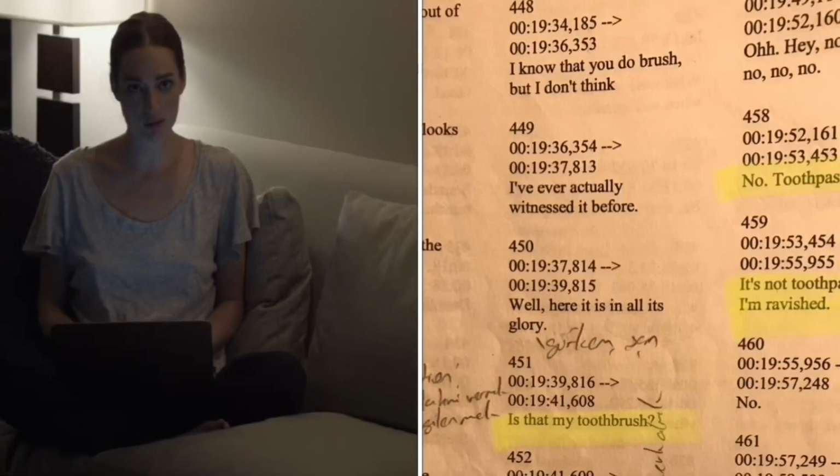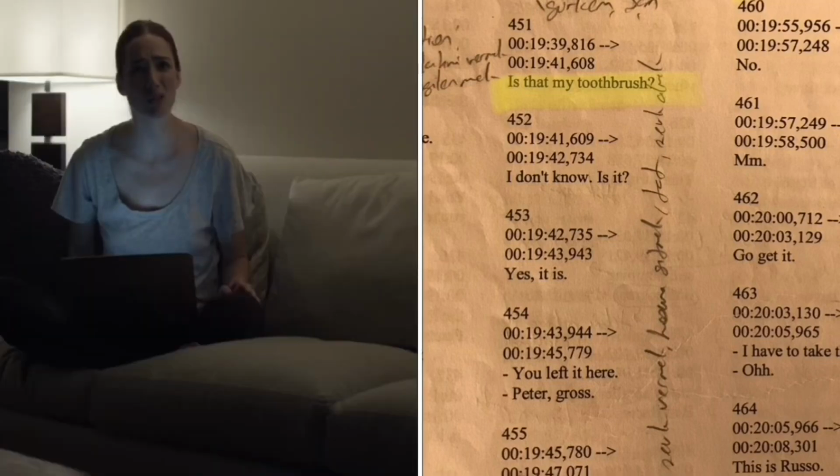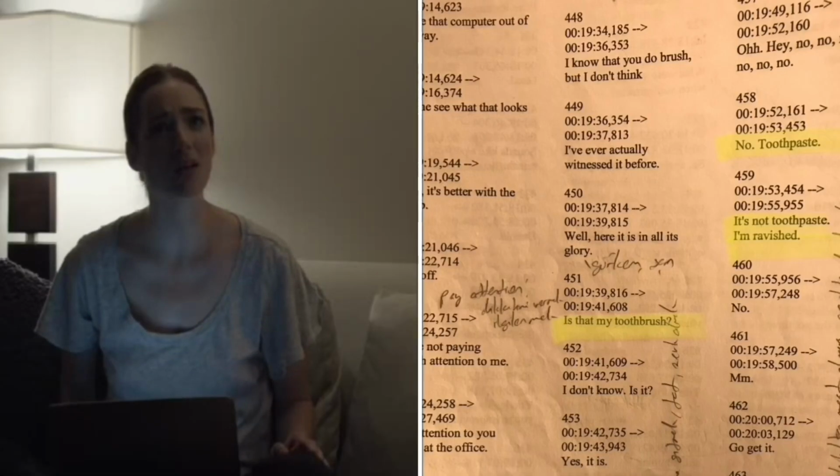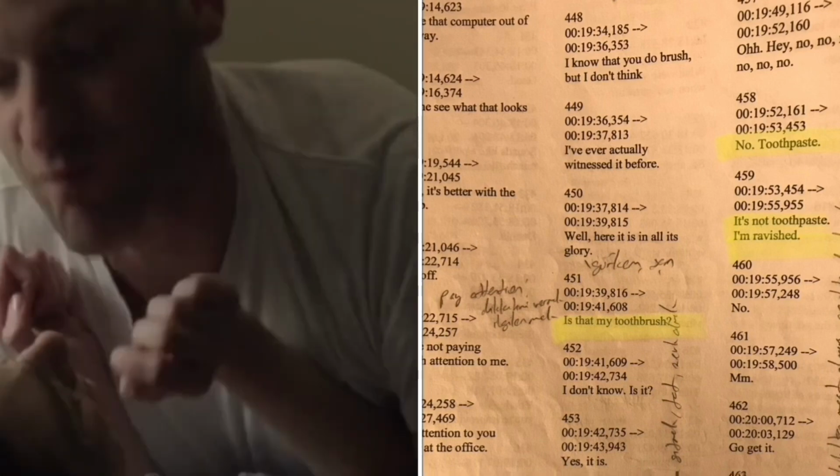Is that my toothbrush? I don't know, is it? Yes, it is. You left it here. Peter, gross. Oh, come on. We've exchanged plenty of fluids by now. Oh, no. No, toothpaste. It's not toothpaste. I'm rabid.